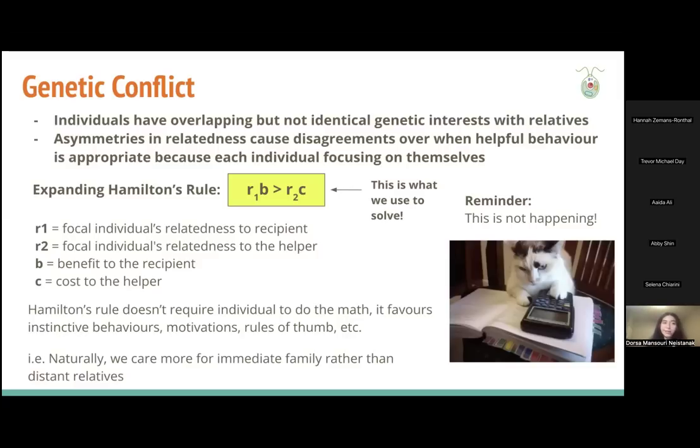So it's important to note that Hamilton's rule doesn't require the individual to actually sit there and do math. Like the bird isn't calculating, if I help this person out, what's the benefit going to be to me? Even though that's pretty cool, it's not exactly happening. Instead, it favors instinctive behaviors and motivations and rules of thumb that we all live with. For instance, we naturally care more for our immediate family than our more distant relatives. Humans, on the other hand, we could do math. So the next time I get asked for a favor by my little sister, you best bet I am pulling up Hamilton's rule. All right, next slide.